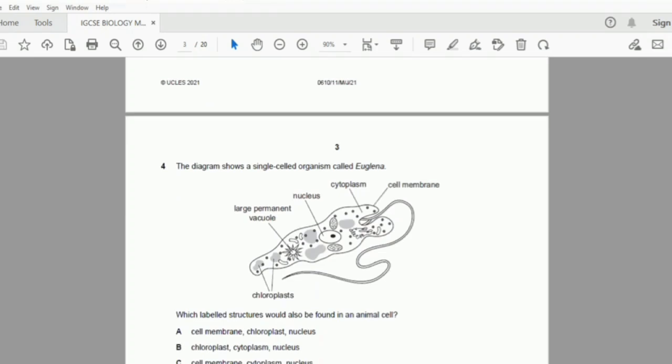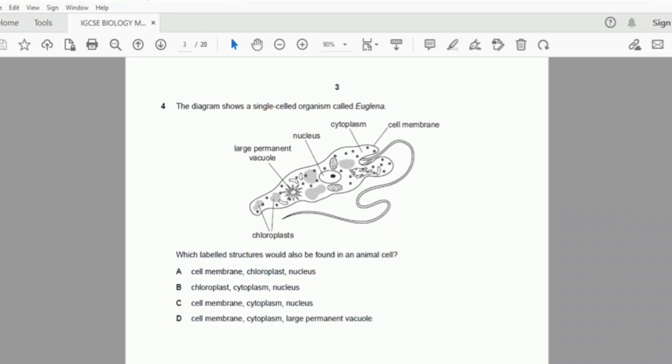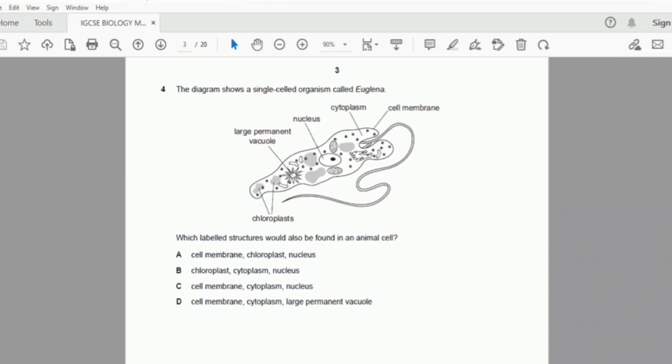And number 4 here, the diagram shows a single cell organism called euglena. We have the cell membrane, the cytoplasm, the nucleus, the large permanent vacuole, the chloroplast. Which labelled structures would also be found in an animal cell? A, cell membrane, chloroplast, nucleus. Here we have to eliminate the chloroplast because we're talking about an animal cell.